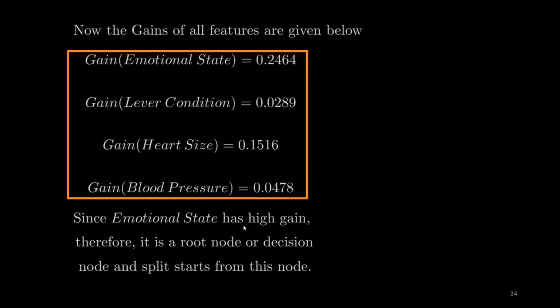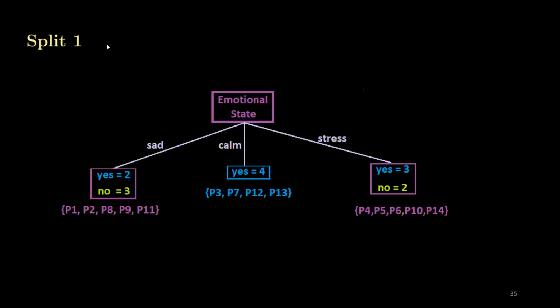Since the emotional state has the highest gain, it is the root node or decision node, and the split starts from this node. This is the most important feature of our dataset, the emotional state. So our tree will start from this feature, that is, this feature will be our root node. This is our first split.